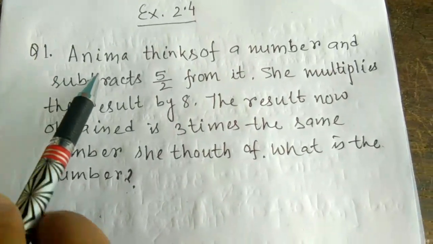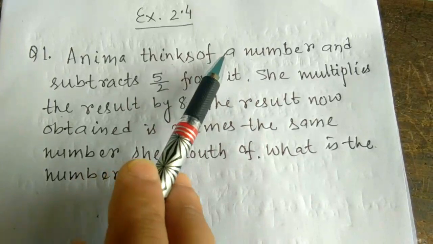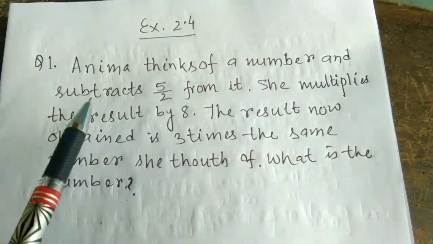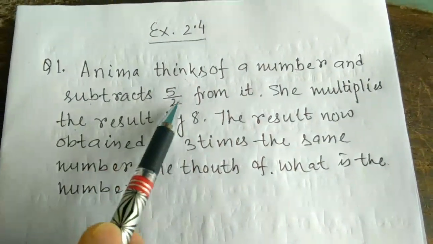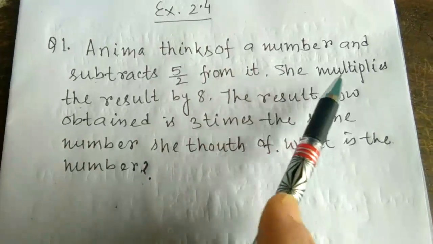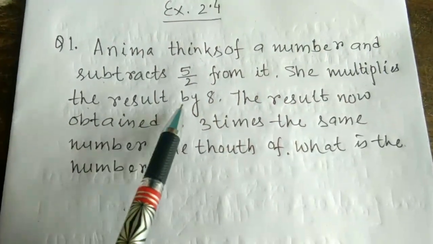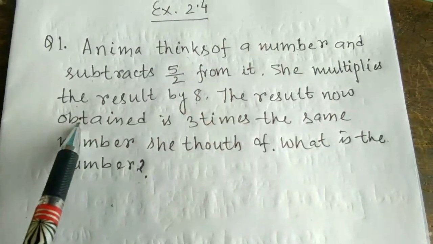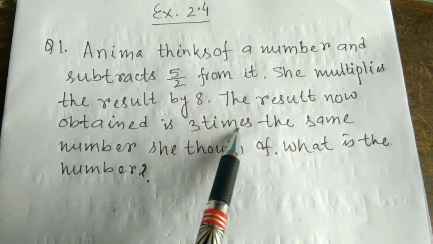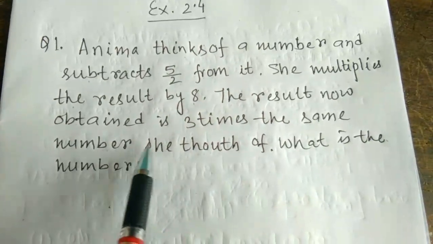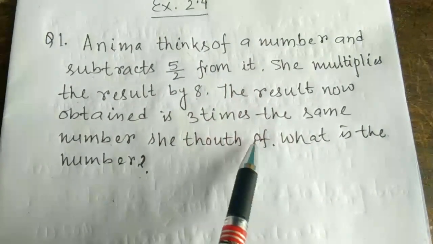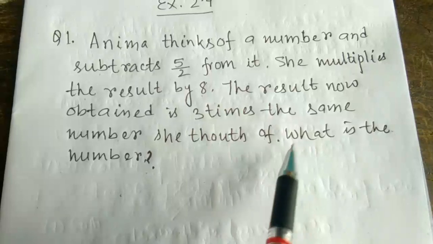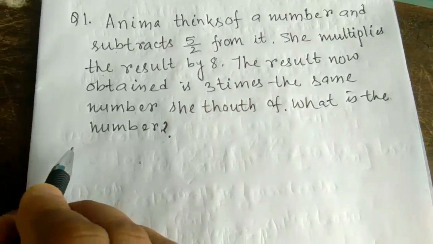Question number 1. Anima thinks of a number and subtracts 5 by 2 from it. She multiplies the result by 8. The result now obtained is 3 times the same number she thought of. What is the number? That means we have to find the number.